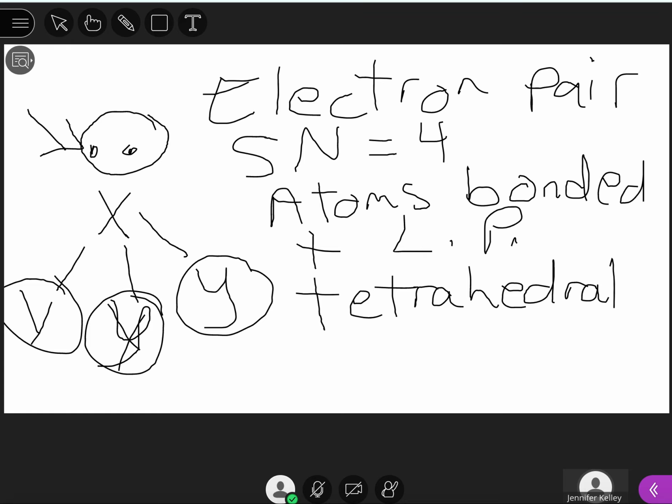And because it has a lone pair, that would mean the angle is less than 109.5. All right. So next we're going to look at the molecular geometry, which is based on the electron pair geometry, but a lot of times, not always, but a lot of times it's going to be different.